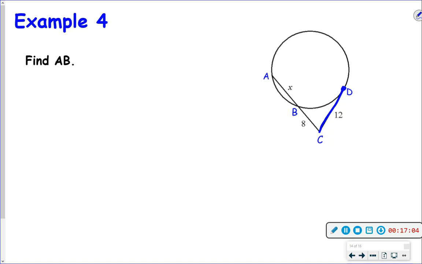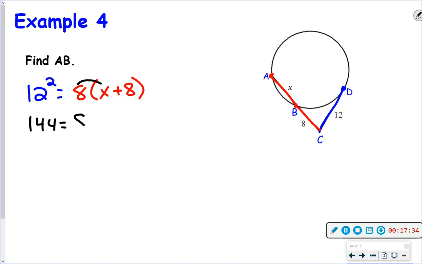I'm going to do 12 squared. I know you know what 12 squared is. I'm just going to jot it down. Now, my other piece is hitting the circle twice. Secant. Anytime it's a secant, outside times the whole thing. My outside's 8. Whole thing, we'd have to add them together. x plus 8. So there's the geometry. That's super easy. 12 squared, 144, got it. 8 times x, 8 times 8.